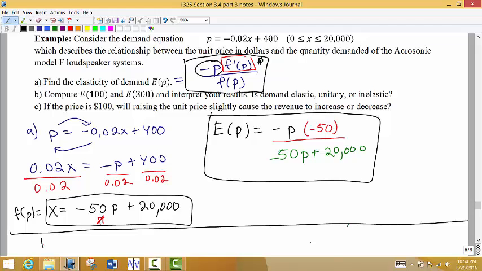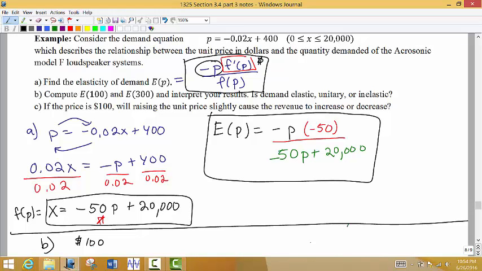So I'm going to put a line here. I'm going to say this is part B. So I want to know, if I'm charging whatever I'm selling here, which is selling some loudspeaker systems, if I'm charging $100 currently, and I want to think about raising my price, how that's going to affect the demand, how that's going to affect the revenue.